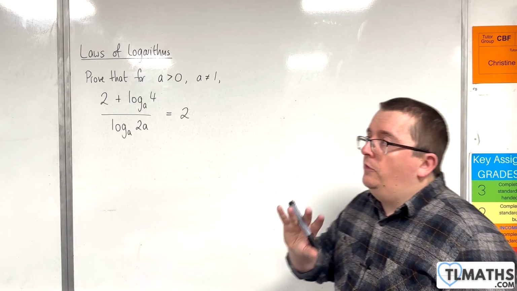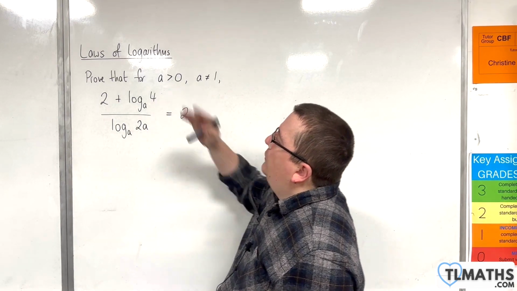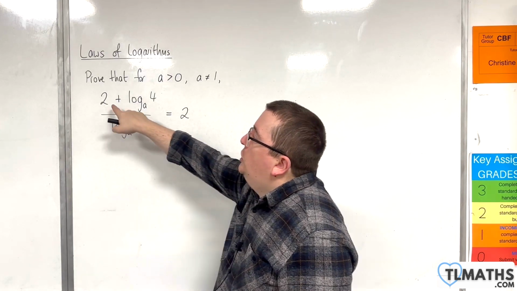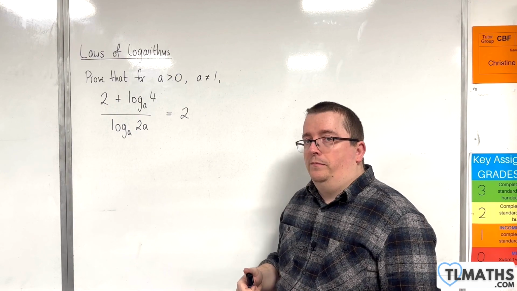So in this video, we're going to go through a slightly different example where we need to prove that for a is greater than 0 when a is not equal to 1, that 2 plus log base a of 4 over log base a of 2a is equal to 2.